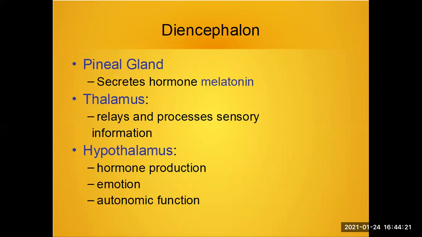Diencephalon contains pineal gland, secretes hormone melatonin, thalamus relays and processes sensory information, and the hypothalamus contains hormone production, emotion, and autonomic function. So hypothalamus regulates all this process. Hormone production, emotion, and autonomic function.